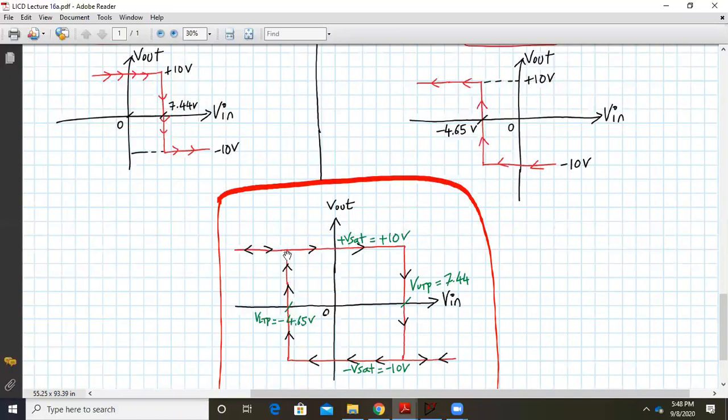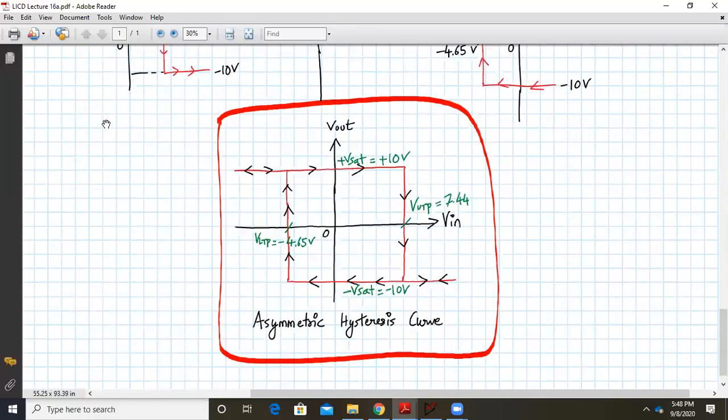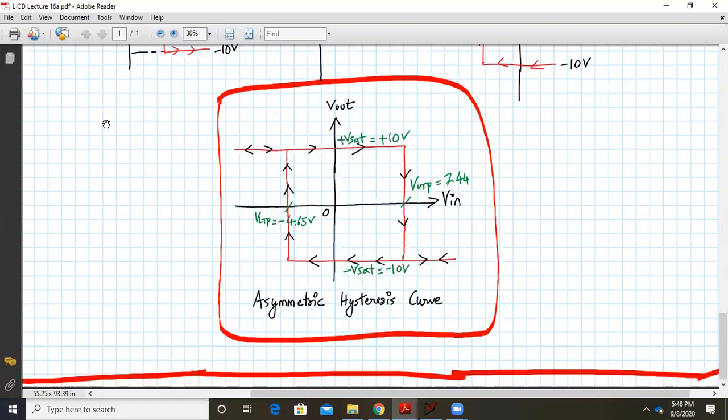So the arrows are also indicative of the nature: VUTP is going from left to the right, it comes down and goes to the right, whereas VLTP is going from the bottom, going up and to the left hand side. So that's the indicator, and here the plus VSAT and minus VSAT is plus or minus 10. VUTP is 7.44 and VLTP is minus 4.65. So this is what the hysteresis curve is. This hysteresis curve is asymmetric because VUTP and VLTP are not the same.